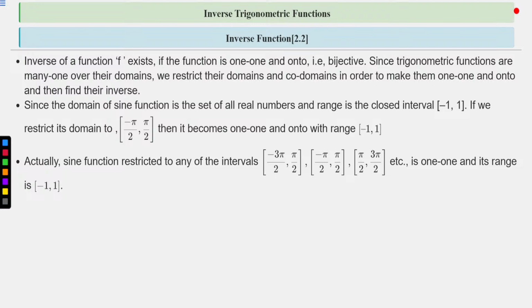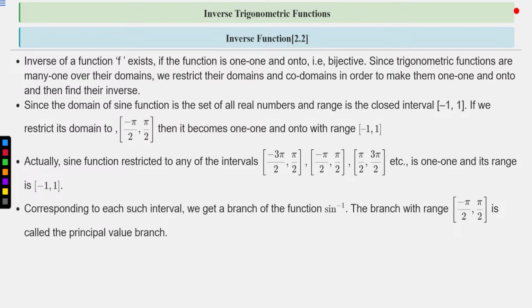Actually, the sine function can be restricted to any interval, that is, minus 3 pi by 2 to minus pi by 2, minus pi by 2 to pi by 2, or pi by 2 to 3 pi by 2. It is easy, right? If you restrict it to any of these domains, it will be one-one and onto, and its range will be from minus 1 to 1.